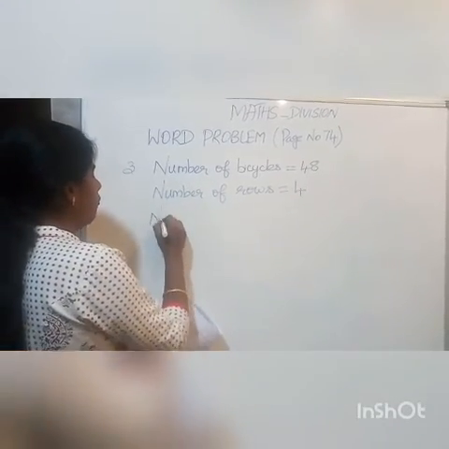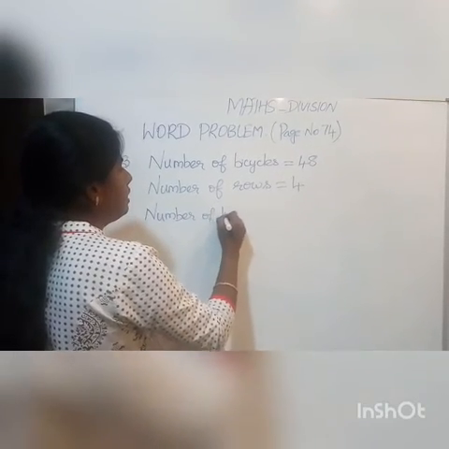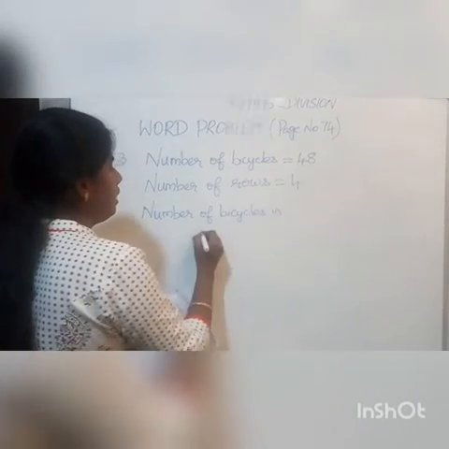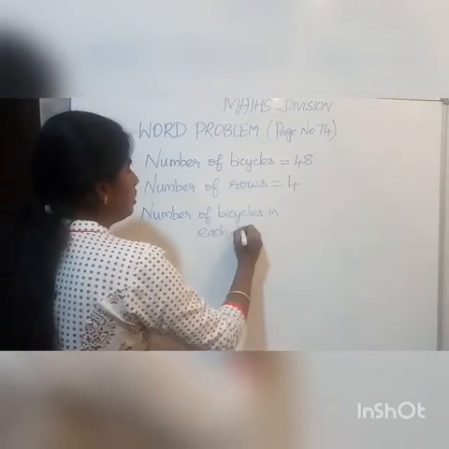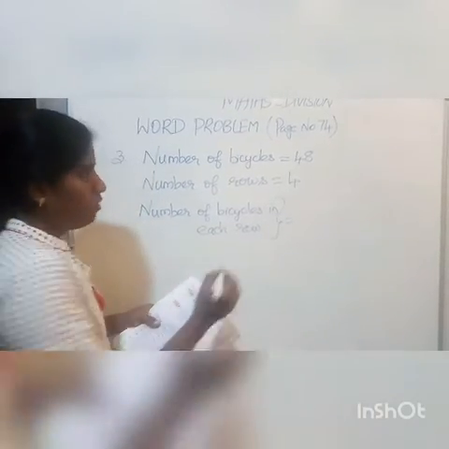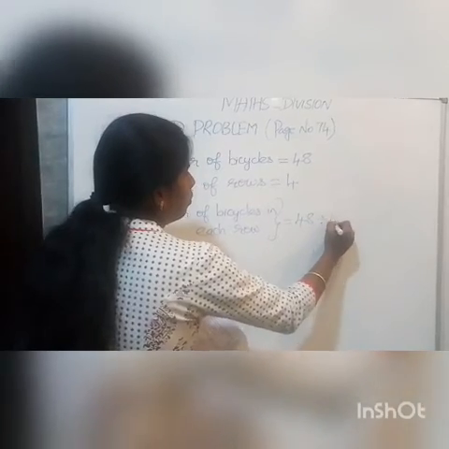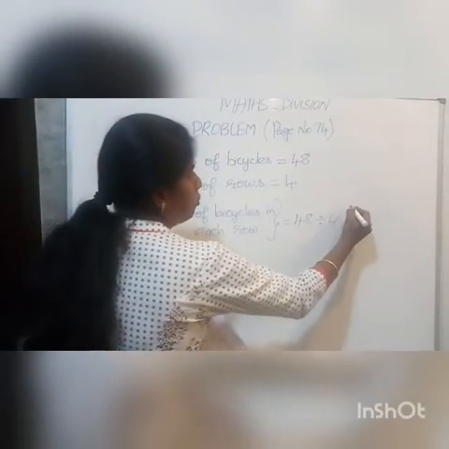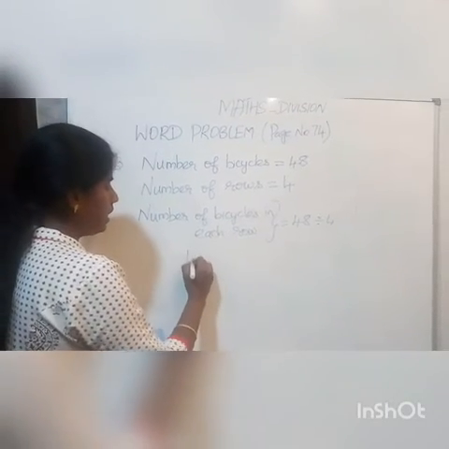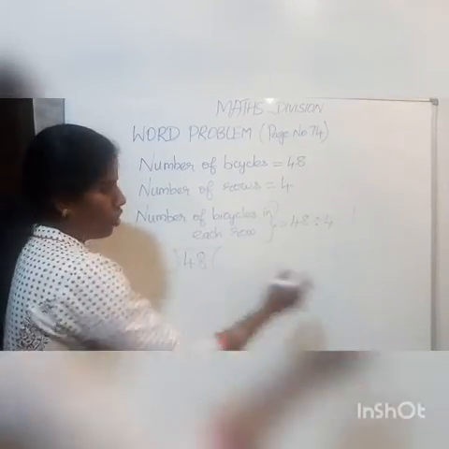So number of bicycles in each row equals to 48 divided by 4. So for this we need to do the division as usual. Okay, I am doing this here. You can do this long division in the workout column.